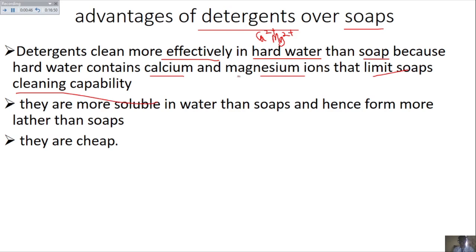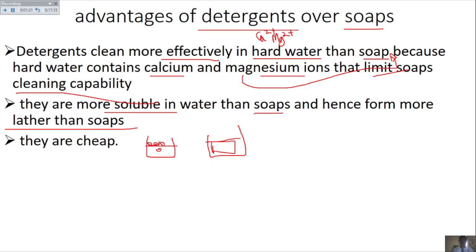This particular one will limit soap's cleaning ability, but detergent contains something that makes it more effective to remove dirty particles. They are more soluble in water than soap. You can try this. Put a little detergent in water and put a soap in water and see which one will dissolve easily. This one will dissolve more in water than soap, and hence form more lather than soap. You see a lot of particles when you use detergent than when you use soap.